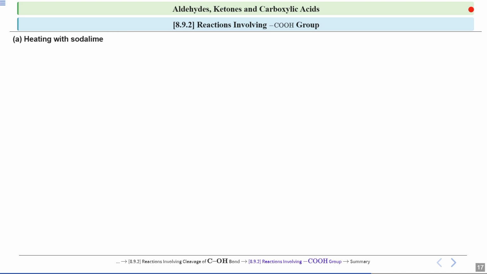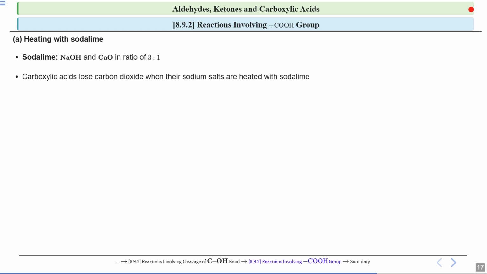First, we are seeing heating with soda lime. Let us start by defining what soda lime is. It is a mixture of sodium hydroxide, NaOH, and calcium oxide, CaO, present in the ratio 3:1. This combination is crucial because it facilitates the removal of carbon dioxide from the carboxylic acids. CaO, calcium oxide, acts as a drying agent, so the mixture stays solid and is easy to handle.